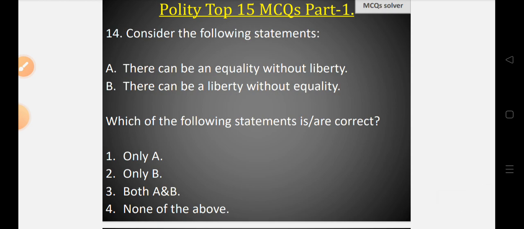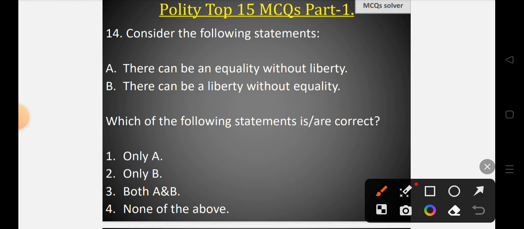Now question number 14. Consider the following statements. Statement A, there can be an equality without liberty. Statement B, there can be a liberty without equality. Which of the following statements is or are correct?